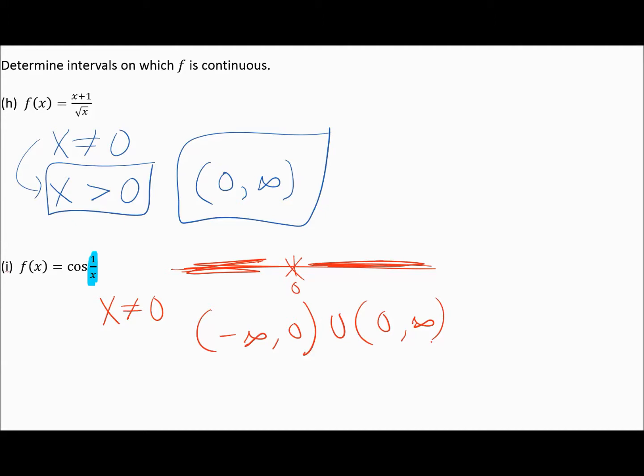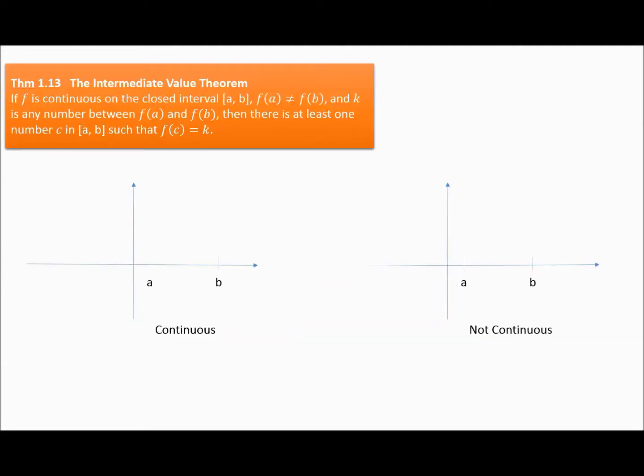Okay, I have the intermediate value theorem here. I'm going to try to do it as quickly as I can because my computer says I'm about to run out of time to video. So, it says if f is continuous, very important, that part required, on a closed interval AB, that means the endpoints are included, and f of A is not equal to f of B, and k is any number between f of A and f of B, then there's at least one number c in AB such that f of c equals k.